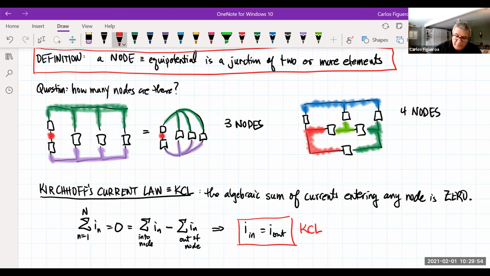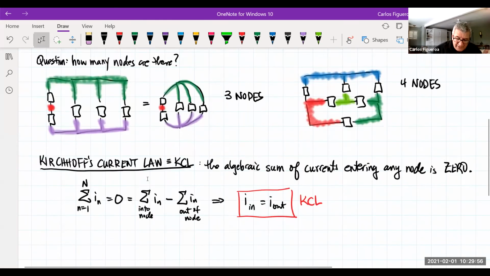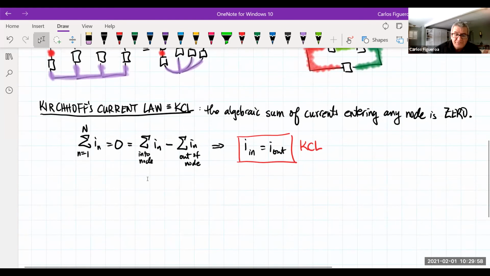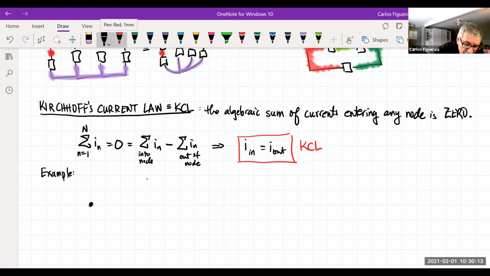So I want to look at an example here, just to give you what the sign convention is. Imagine that this is the node that I'm looking at. So this is my example. Imagine that I have a current coming in. And let's say that I have this current going out. And maybe I have this current going out.